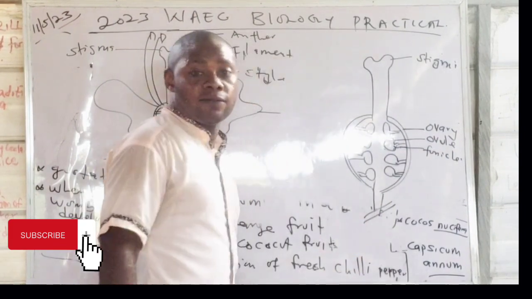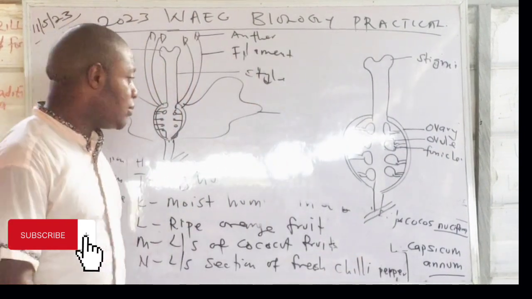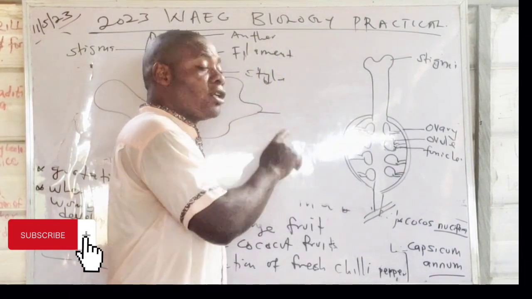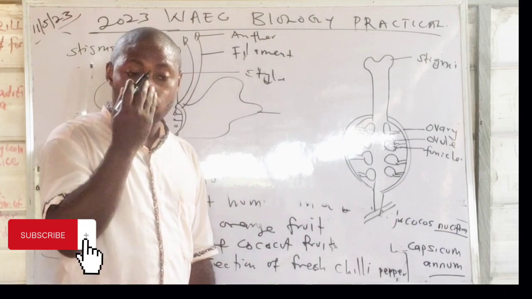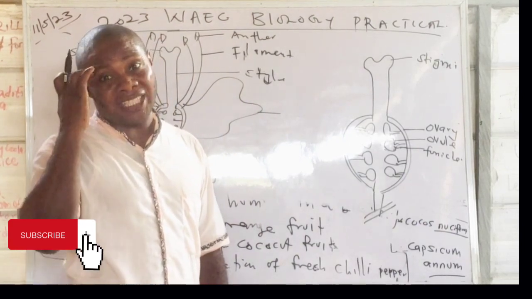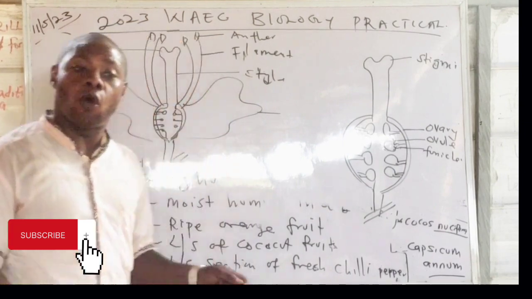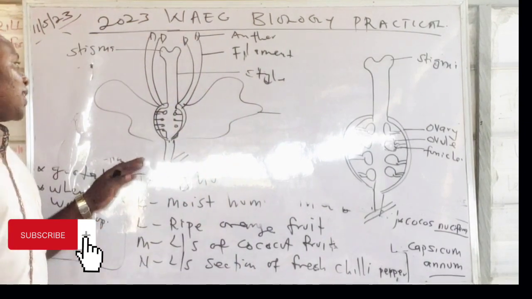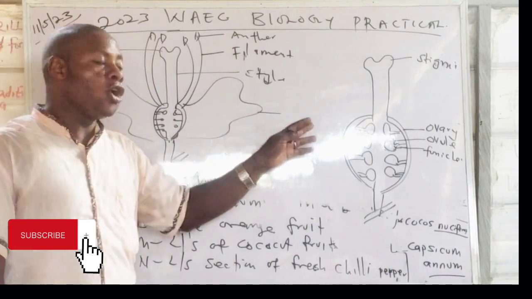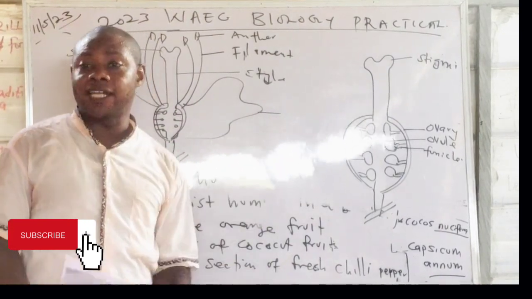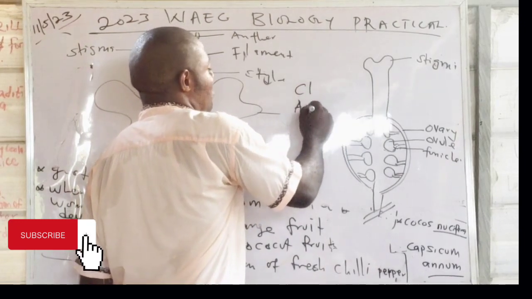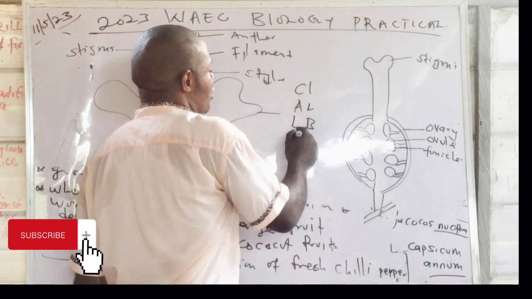Are you with me now? So this is just showing the internal section of the ovary of pride of Barbados. If WAEC asks you to draw that, they know. But if they request pride of Barbados, you are going to draw it all, showing filament and that. Don't forget your clarity, your alignment, your label, and your title.